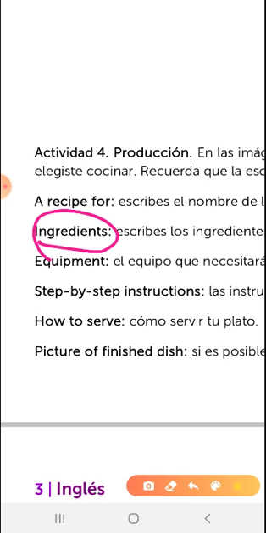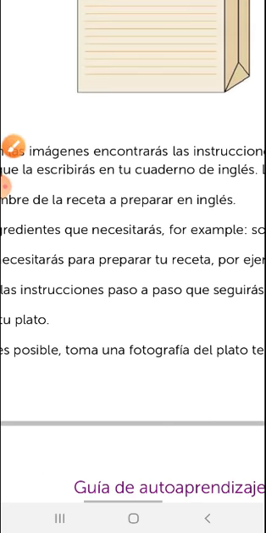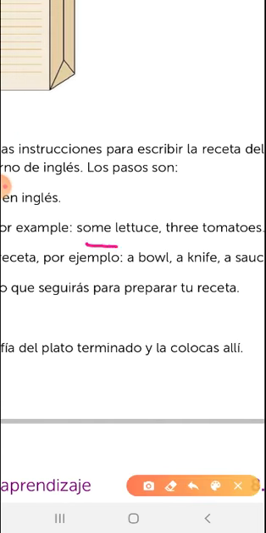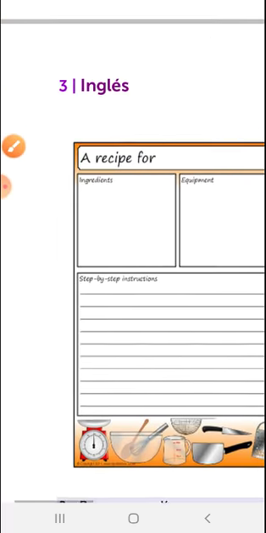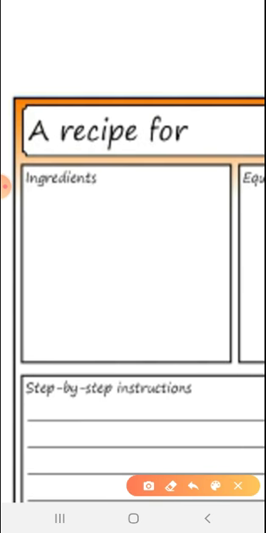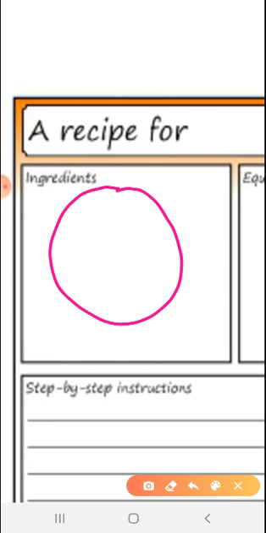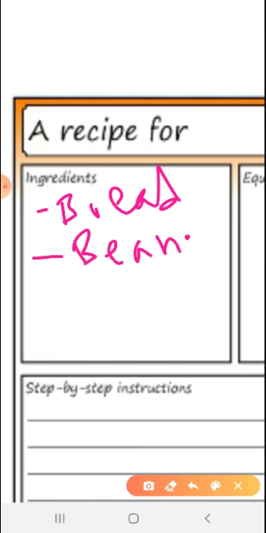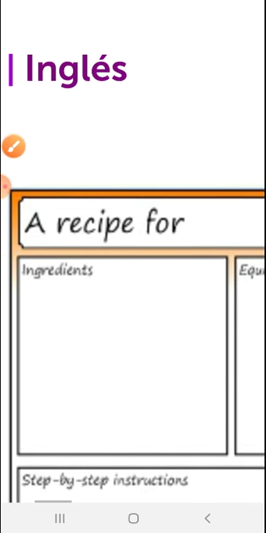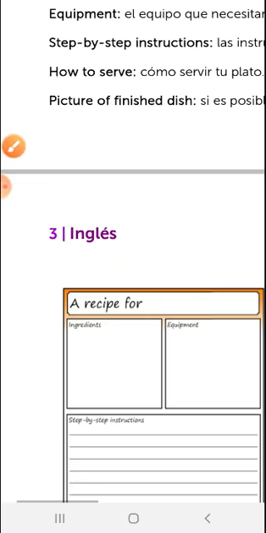Ingredients. Escribe los ingredientes que necesitarás. For example, some lettuce, 3 tomatoes, etc. ¿Dónde está ingredients? Aquí está, mira. Y aquí escribo los ingredients que voy a necesitar. For example, yo voy a necesitar bread, beans, frijoles. In your case, you write the ingredients that you will need, okay? Los que usted va a ocupar.